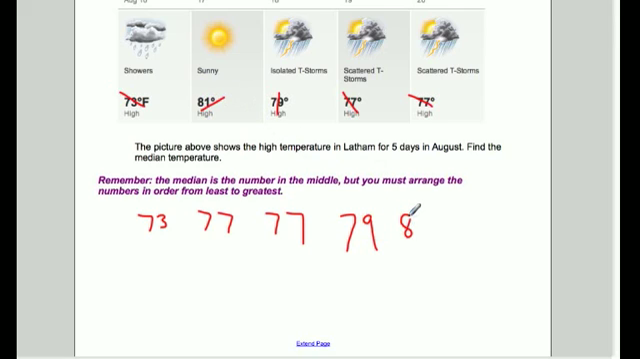Okay, a common mistake is people don't use each set of data. You can avoid that mistake by crossing out. You can see the number in the middle is 77. So the median temperature in Albany for those 5 days was 77 degrees.